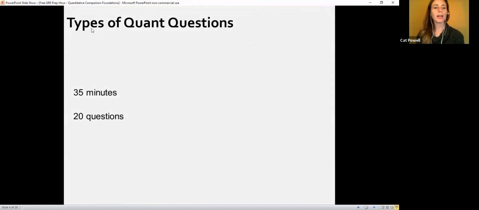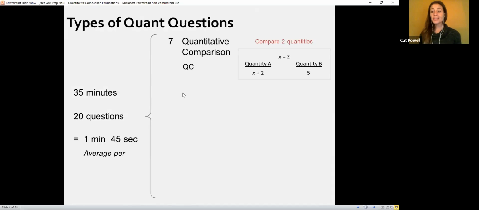All right, so for those who are new, or maybe people who need a refresher, each quant section, and there are 2 quant sections on the test, is 35 minutes long and has 20 questions. And there are 3 types of quant questions that you're going to see. And we're going to have to do these fast, which we'll talk about in a sec. So this is what we're going to talk about tonight.